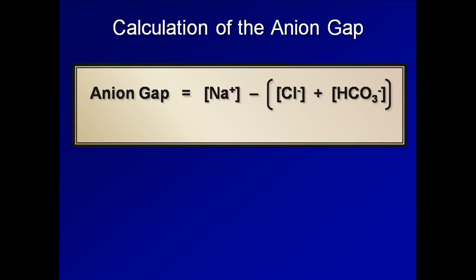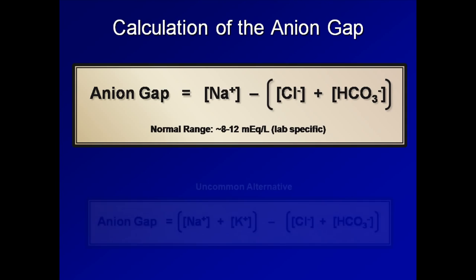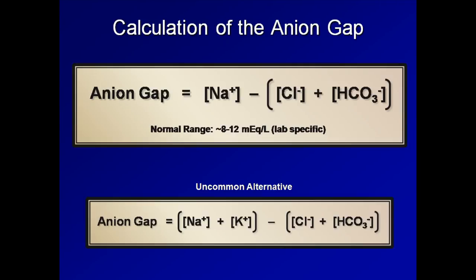The normal range for the anion gap is approximately 8 to 12 milliequivalents per liter, but is lab specific, and you should really check with your own lab for its normal range before drawing conclusions about a patient's acid-base status. For purposes of the remaining lectures in this course, I will assume that the upper limit of normal is 12. An uncommon alternative to the above calculation is to include potassium. Thus, the anion gap is equal to the sum of the sodium and potassium minus the sum of the chloride and bicarb. Using this alternative, one would expect the normal range to be closer to 12 to 16.